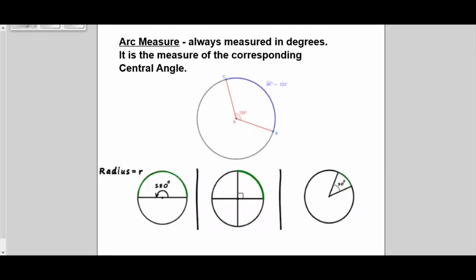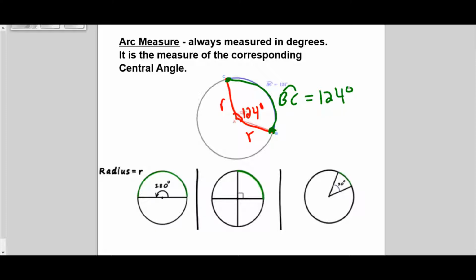Arc measure is always measured in degrees, and it's the measure of the corresponding central angle. So for example, if I have this radius and this radius joining to form a 124-degree angle, then along the circle, when we say arc, we're talking about this part of the circle. We would call this BC or CB, and we would say BC is 124 degrees. So the arc measure is just the measure of whatever angle that was.